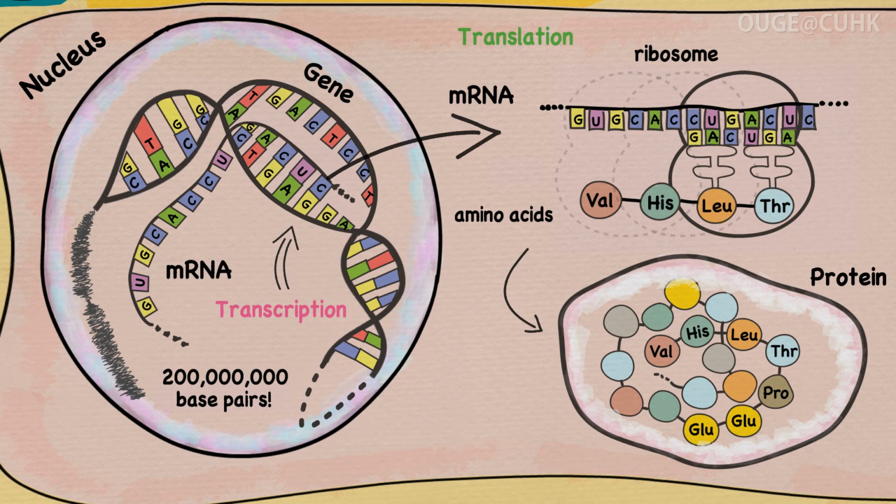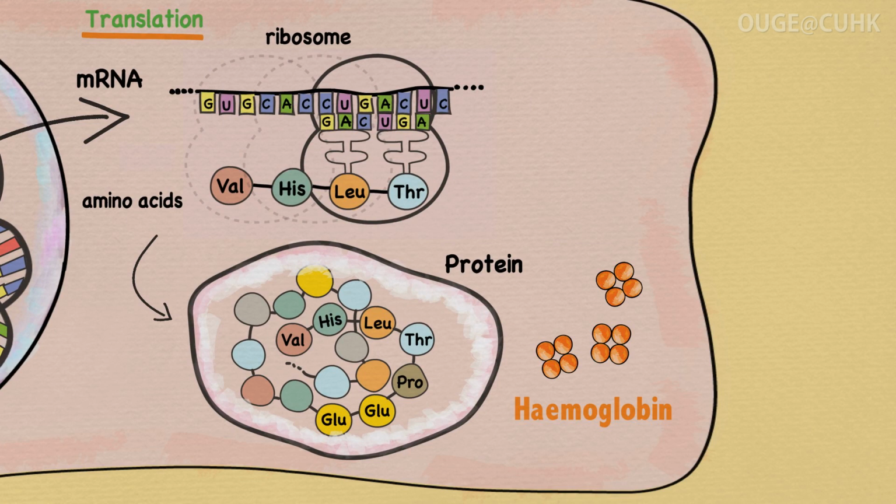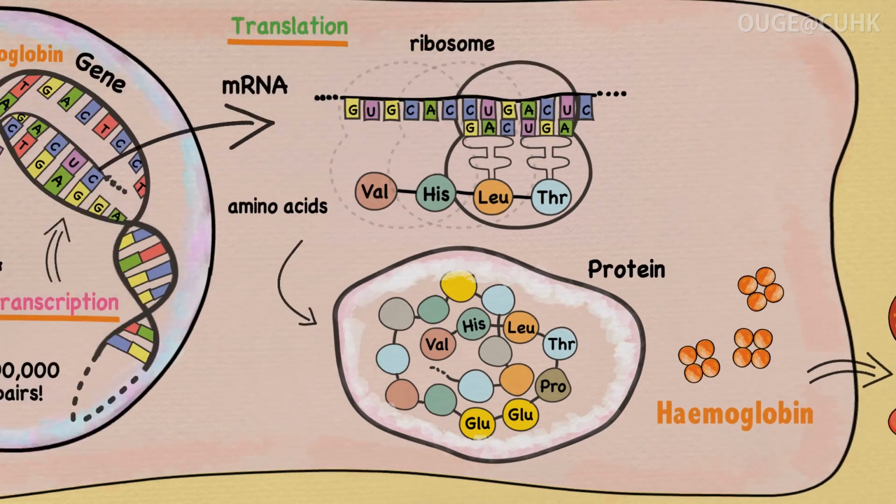Let's look at this example. In the hemoglobin gene, the biological information in the DNA sequence is transcribed into the mRNA sequence and then translated into hemoglobin proteins, which are responsible for carrying oxygen in red blood cells.